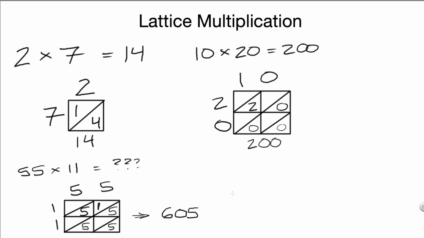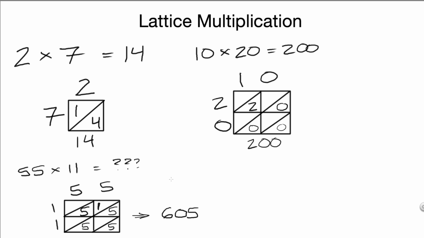So in other words, every time a diagonal adds up to something 10 or greater, take the tens digit and just move it up one diagonal. If this added up to greater than 10, you'd move it up here, and so on.